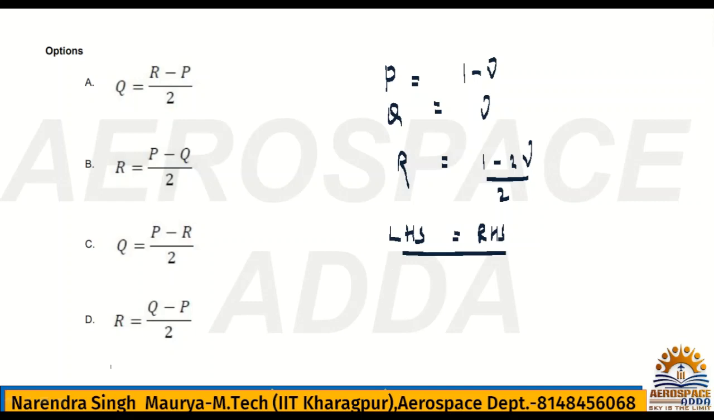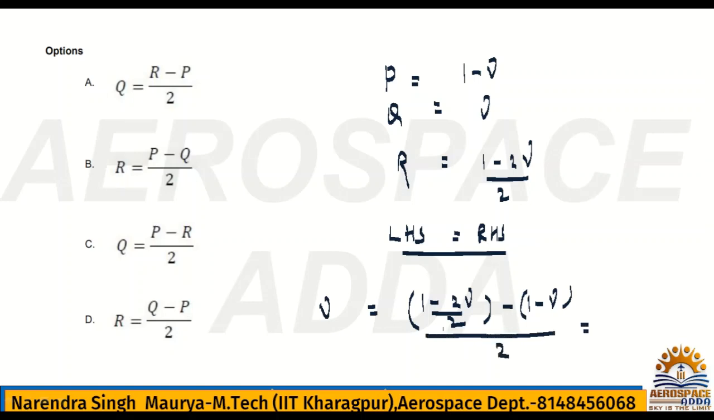Now try the first one. What is Q? Q is nothing but nu. What is R minus P? R is nothing but (1 minus 2 nu) divided by 2 minus P. P is 1 minus nu, divided by 2, right? Solve it. So what will be the value? 1 minus 2 nu.